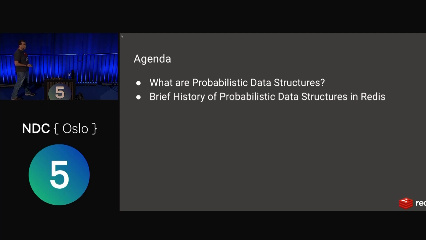Then we're going to go over a brief history of probabilistic data structures within the context of Redis. Now, Redis is a memory-first database that's known for being very performance-sensitive and very performant. And these data structures slot in nicely to the lifeblood of Redis and really fit nicely with it.